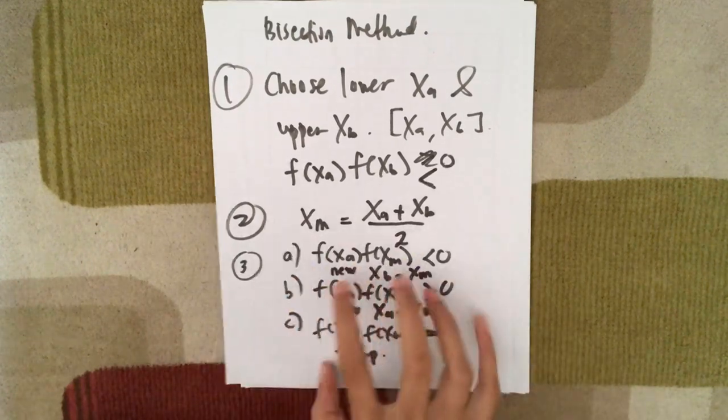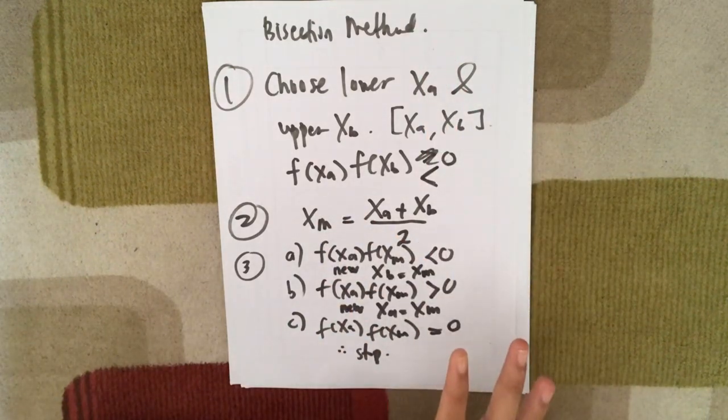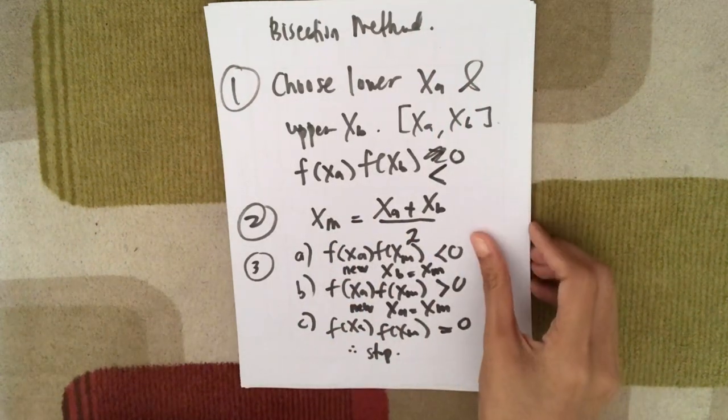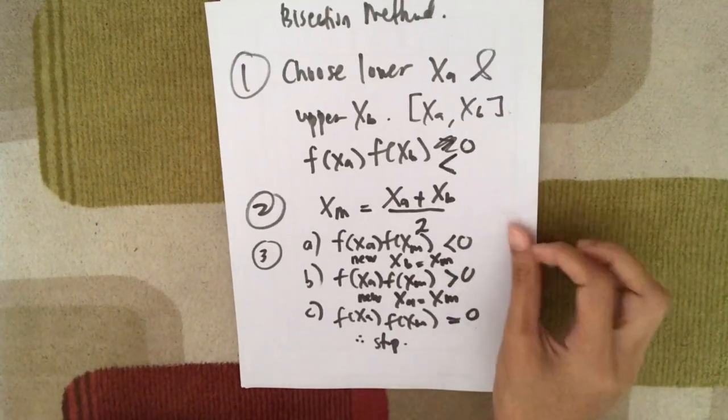So these are the 3 conditions that you need to know. Okay, maybe it's not clear here. You can refer to the slides. Okay, and then I will proceed. For the next video, I will proceed with the example of the bisection method.